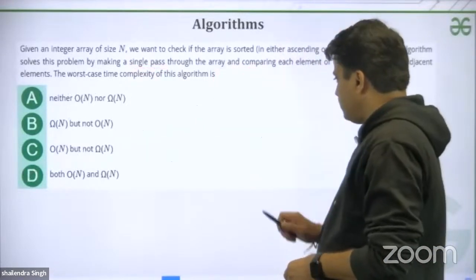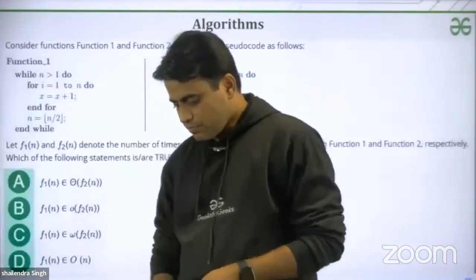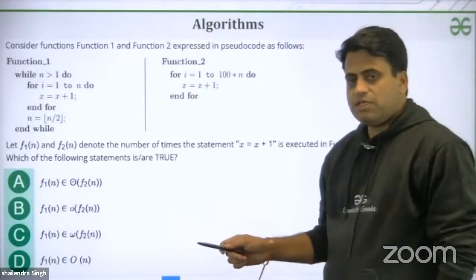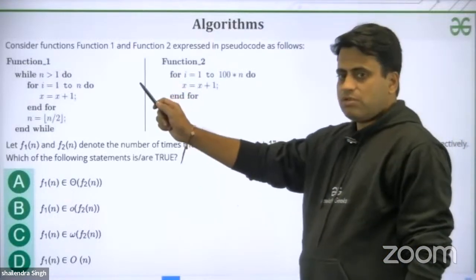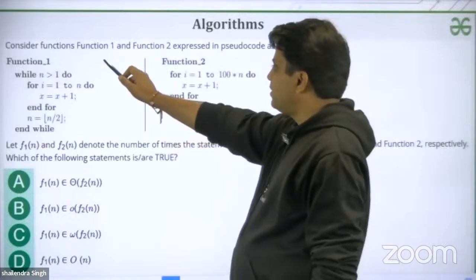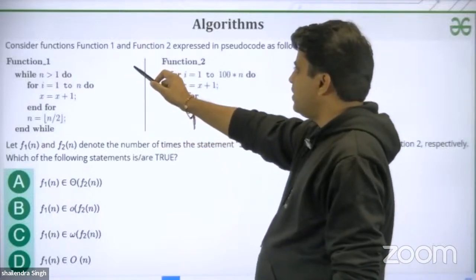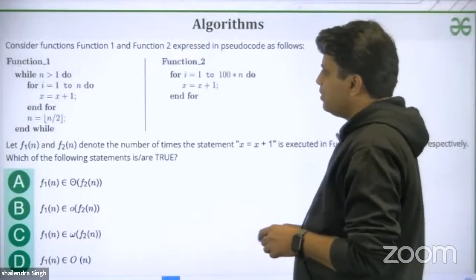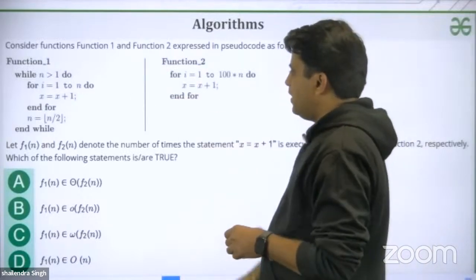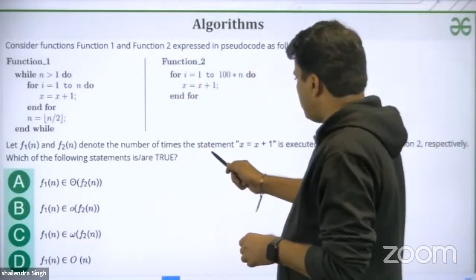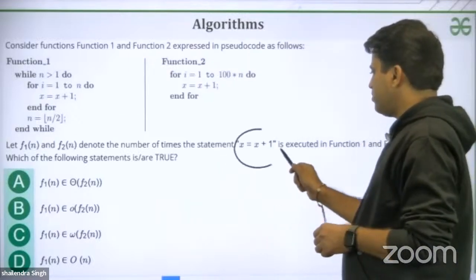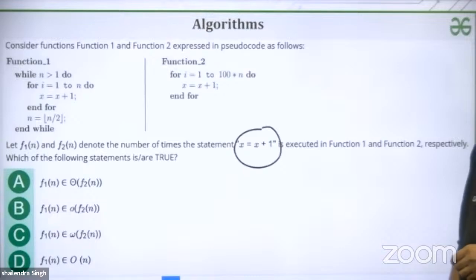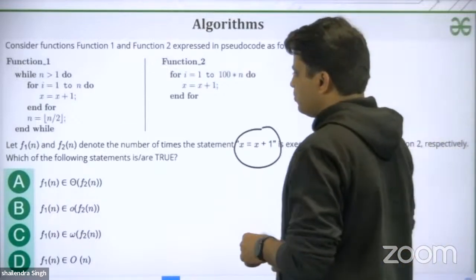Let's see the next question. This last question is a GATE 2024 question. This question is also from GATE. Consider function 1 and function 2. I think it is a 2023 question. Consider function 1 and function 2, pseudo code. This is function 1, this is function 2. Let f1 and f2 denote the number of times the statement x equals to x plus 1 is executed in function 1 and function 2 respectively. Which of the following statements are true? So which one is true?